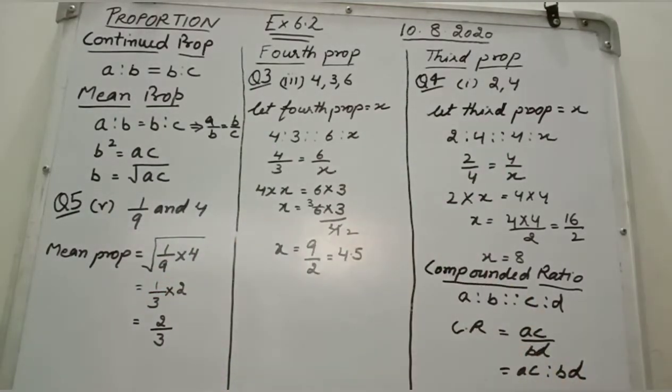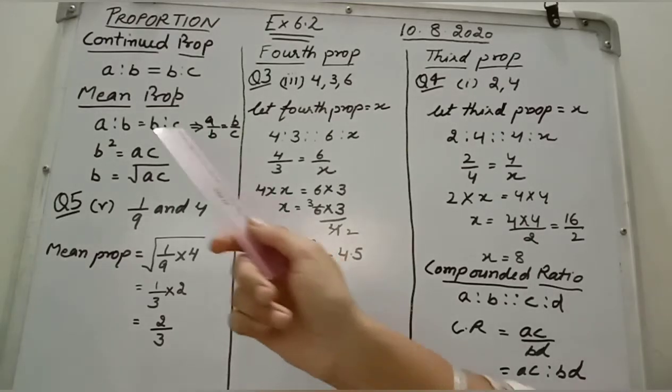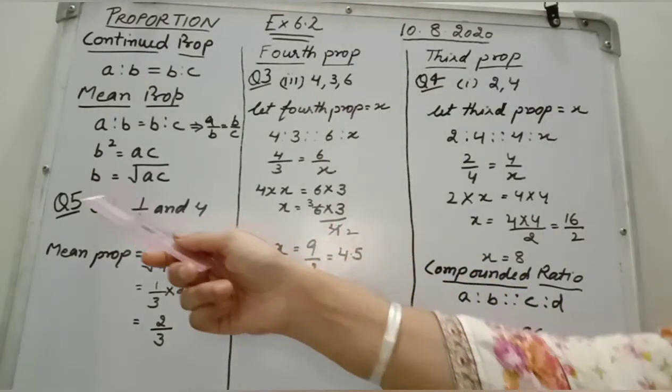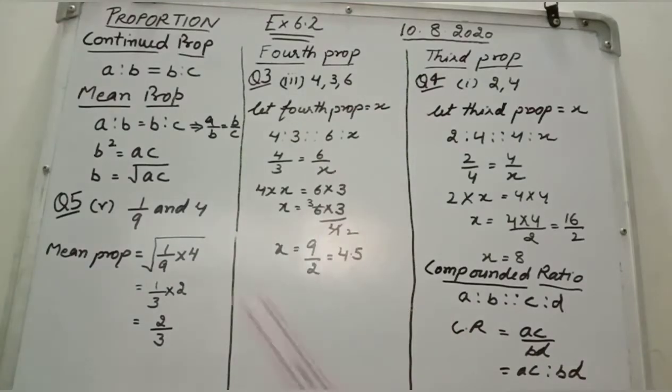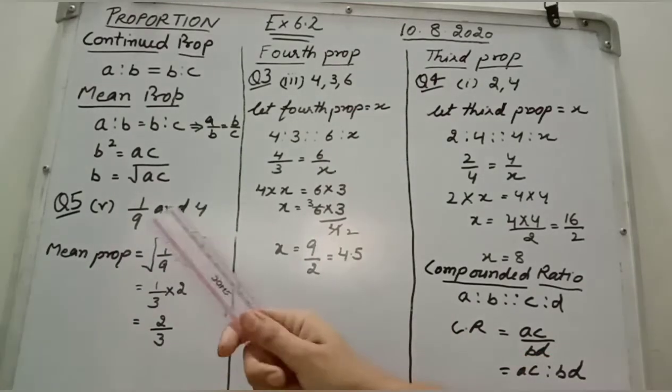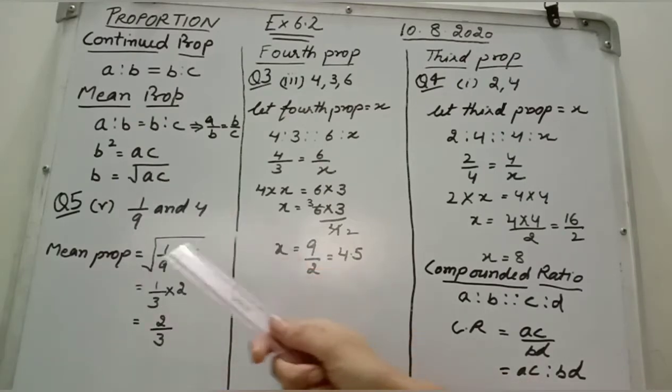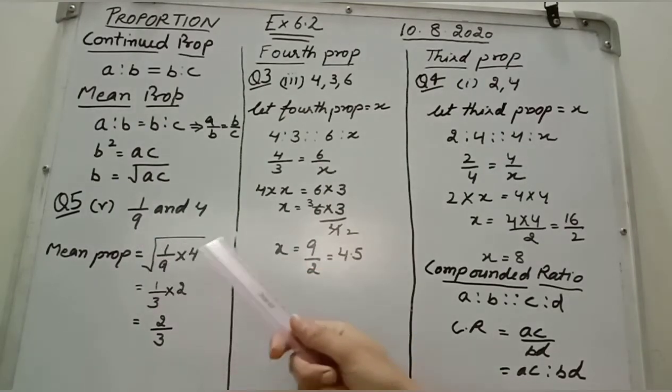We take an example, question number 5, fifth part. They said find the mean proportional of 1 over 9 and 4. So we know the formula B is equal to square root of AC. Now A is 1 over 9 and C is 4. So the mean proportional of 1 over 9 and 4 is square root of 1 over 9 times 4.